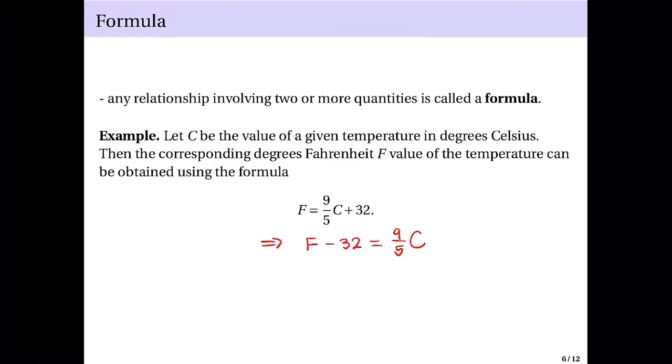And then I'll use the symmetric property. So I'll have 9 over 5 C equals F minus 32. And then what I'm going to do is multiply 5 on both sides of the equation, and also divide by 9 on both sides of the equation. So we will have C equals 5 times (F minus 32) over 9. So we multiply 5 on both sides of the equation, and then we also divide by 9 on both sides. So we have this formula.